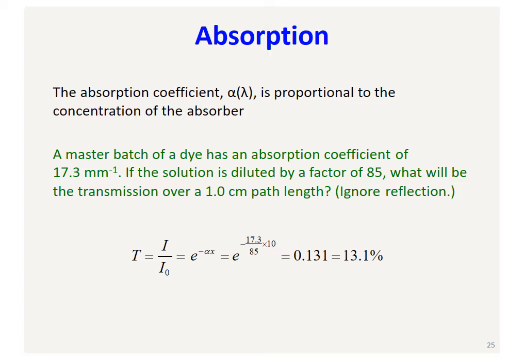We might image an object that has different concentrations of absorber in different locations. In that case, the absorption coefficient is then going to be proportional to that concentration. In the example here, I consider a dye that has been diluted by a factor of 85. What that means is our absorption coefficient is divided by 85, and we can use that to calculate the new transmission.